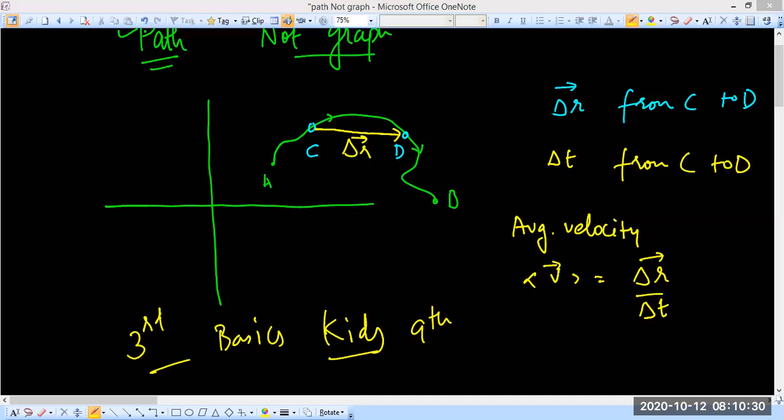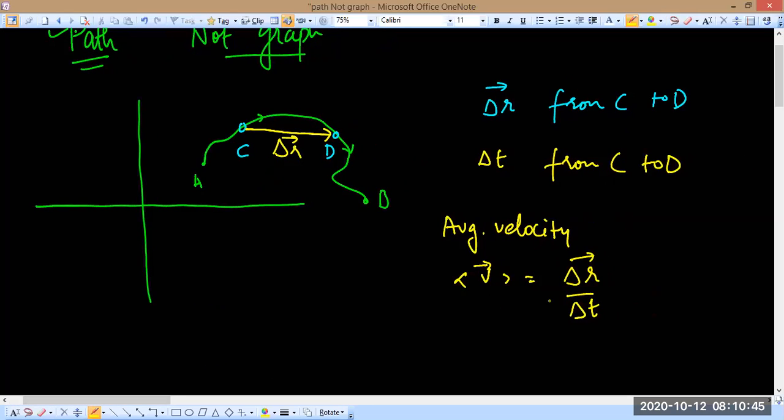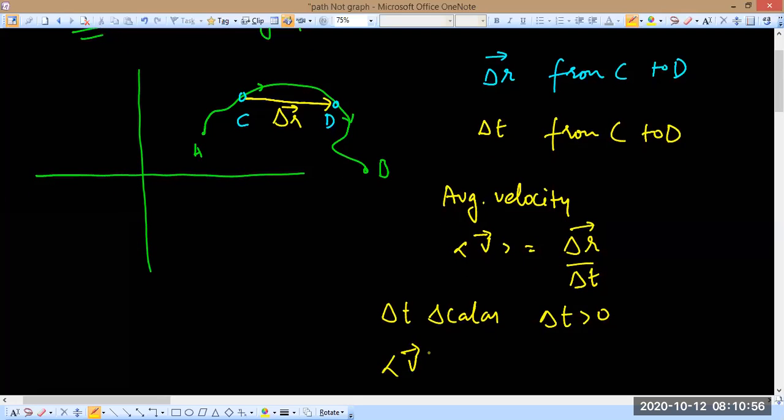Now we are learning everything using proper ideas about vectors. You see the direction of displacement is like this, and once again I think we have had a talk about this. Because delta t is a scalar, and it is always greater than 0, the direction of average velocity and direction of displacement are the same. These two are in the same direction. So that's what we have about directions.